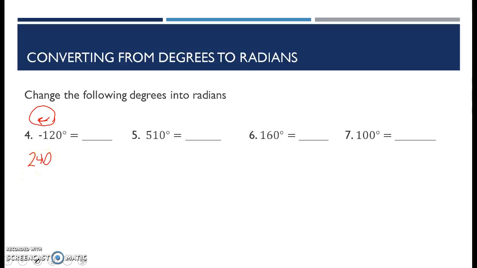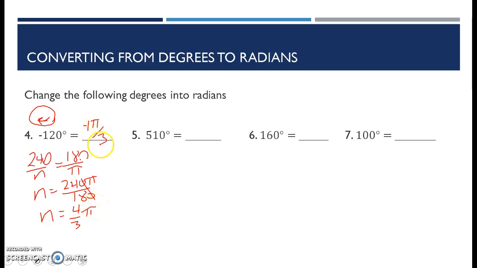And so 240 over n is equal to 180 over pi, because we know 180 is pi radians. If I cross multiplied, I would have n equals 240 times pi divided by 180. Well, 240 over 180, 24 and 18, 6 goes into both of those. So that's going to be 4 over 3 pi radians. So that's 4 pi over 3 radians.